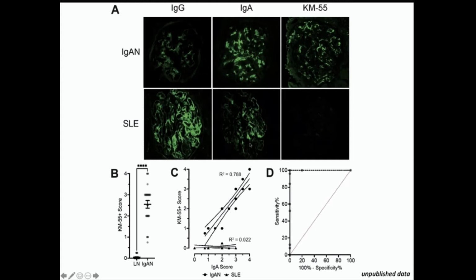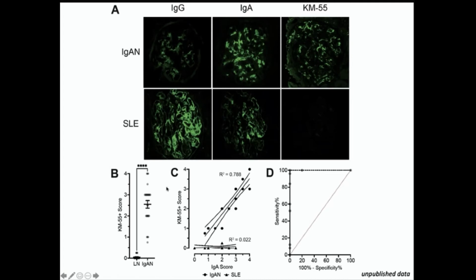For lupus, classic lupus nephritis in lupus patients, these patients have brighter IgG than IgA. They have the full house staining. And interestingly, in these cases, they essentially have zero staining. A couple of cases has zero to trace staining. This is one of them. Most of the cases have dead negative KM55 staining.